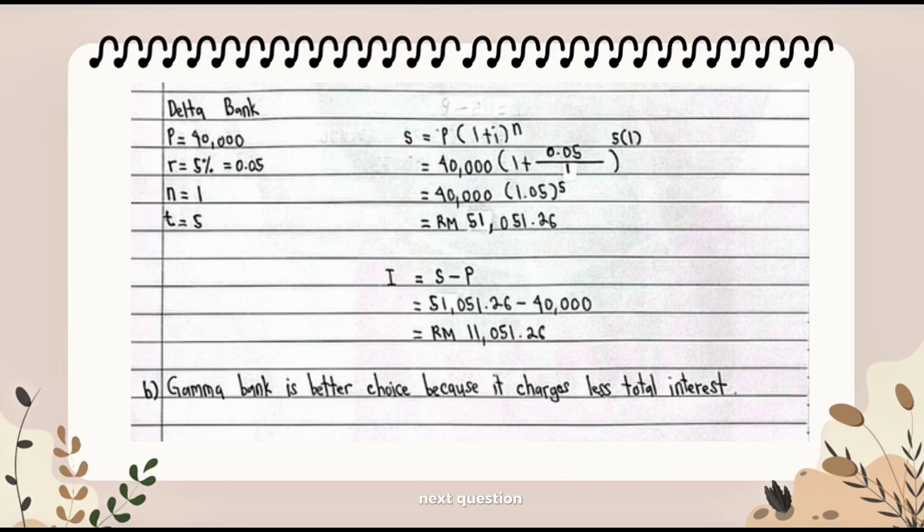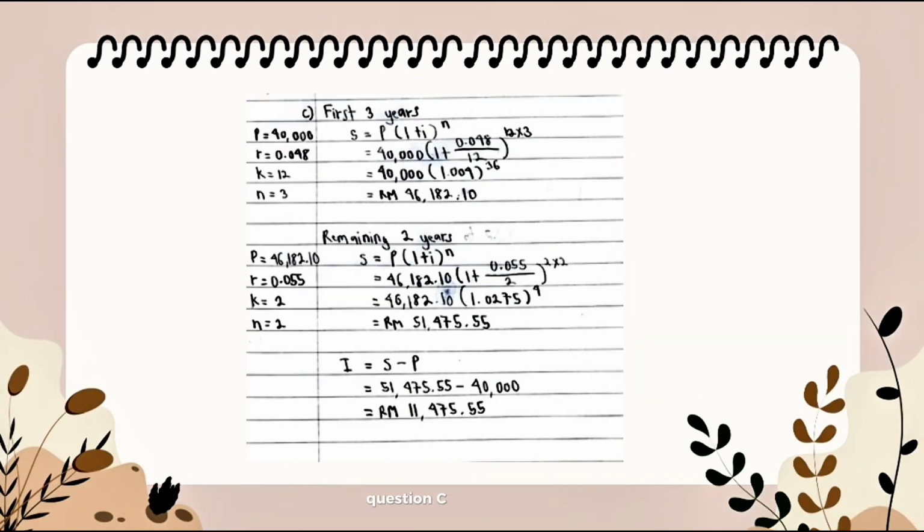Next question. Based on your calculation in A, which bank would be the better choice? Explain your reasoning. We think that Gamma Bank is better because it charges less total interest. Question C. After 3 years, the selected bank revised the interest rate to 5.5% compounded semi-annually. How much should you pay at the end of 5 years? Calculate the total interest paid.